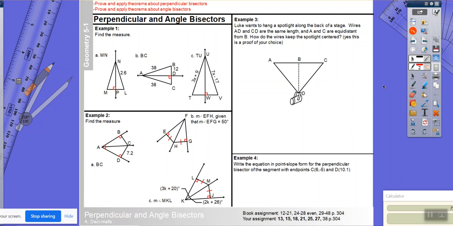So how do we find TU? Well, 3x plus 9 is equal to 7x minus 17. So then we do train track. All right. And I don't get B. Okay, we'll talk about B in a moment. 12 is BD.